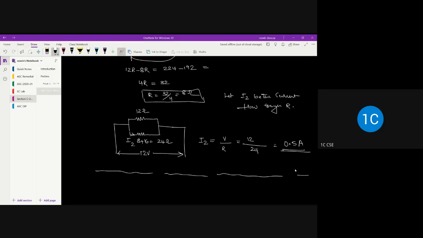Are you able to follow? These are the simple problems. In the next class, we can slightly raise the complexity and take up a little more complex problems. These are the typical problems you can expect from the DC circuits chapter.